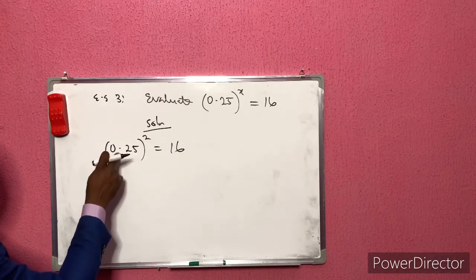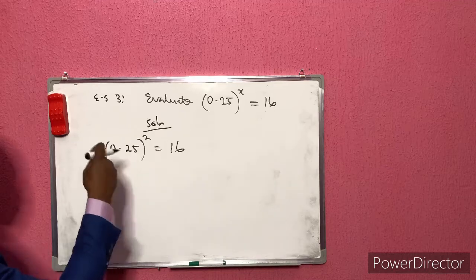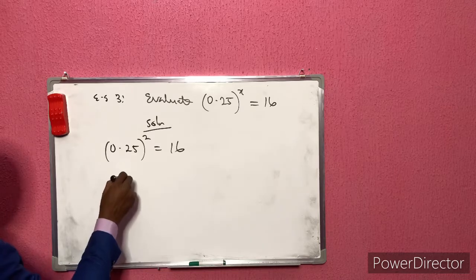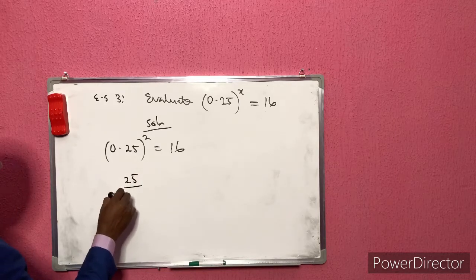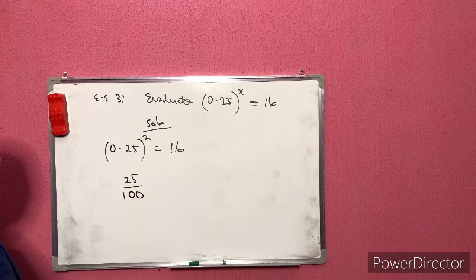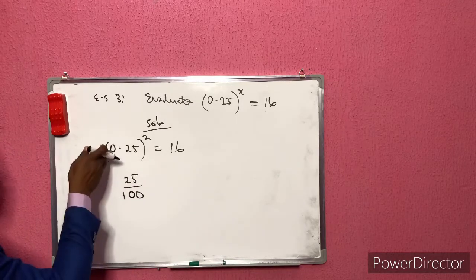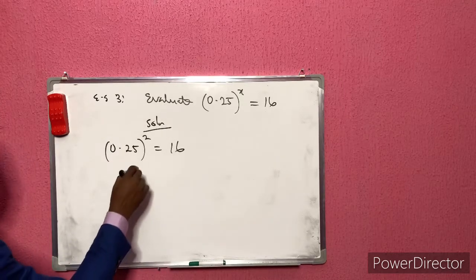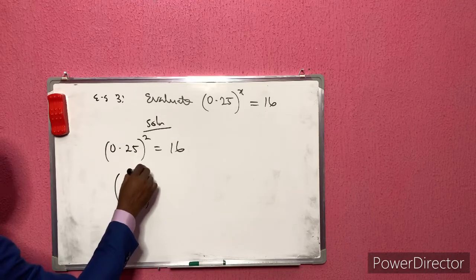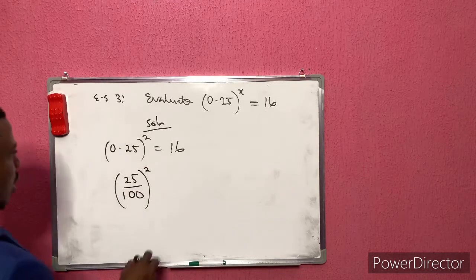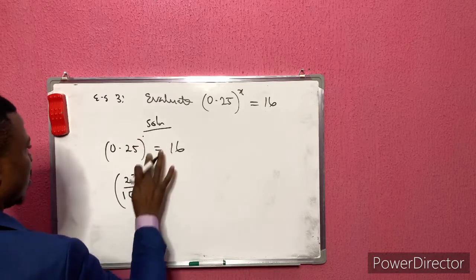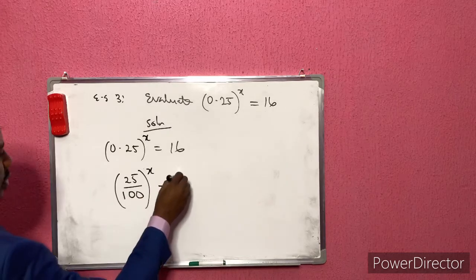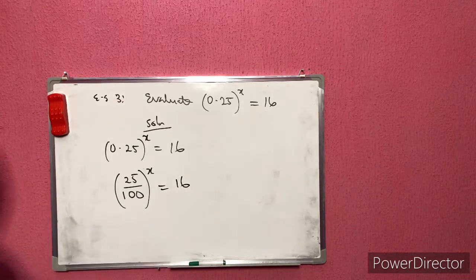0.25. You can change this decimal to a fraction: this point is 1, and I write 25 over 100. If you divide this, you have 0.25. That is 1 over 4, all raised to power x, not 2x, sorry, equals 16. What do we do?